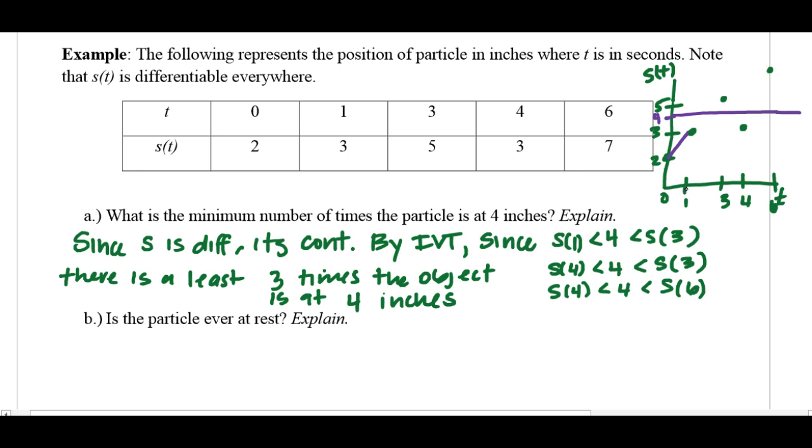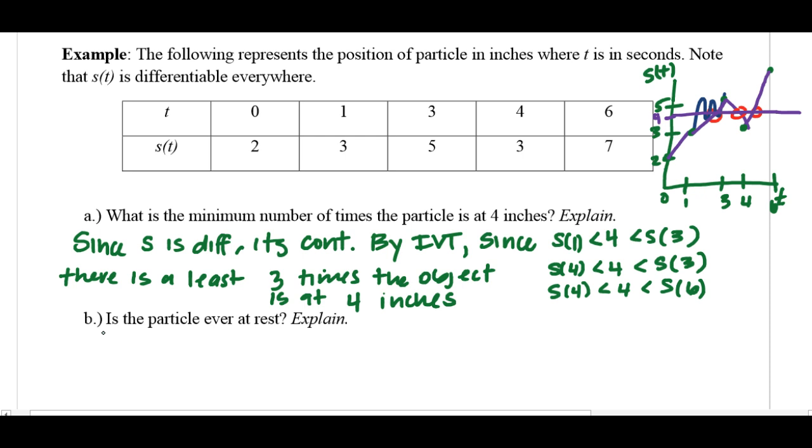Well, going from 1 to 3 on the t-axis means I have to get from 3 to 5 on the s of t, or the vertical axis, so I'm going to have to cross 4 once here. Then to get back down, I'm going to have to cross again. And then to get back up to 7, I'm going to have to cross a third time. So I had crossing 1, 2, 3 times at a minimum. But who's to say, since I can't officially connect these, that between 1 and 3, the graph didn't do this craziness and cross 5 or 6 different times. So that's why this is the minimum number of times the particle is at 4 inches.